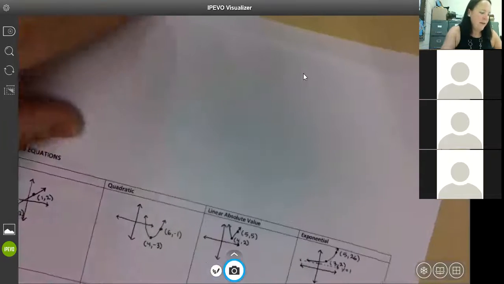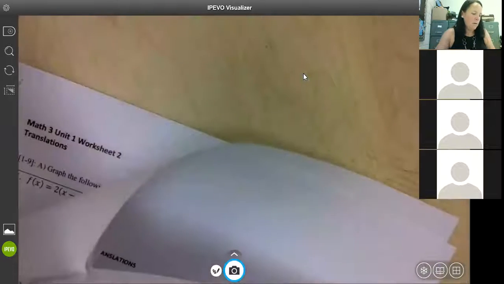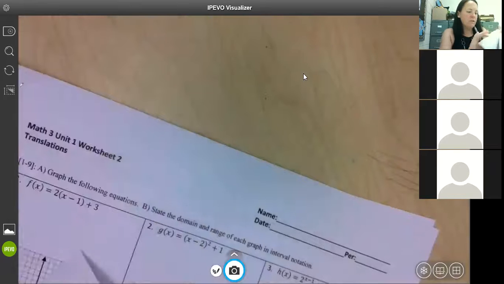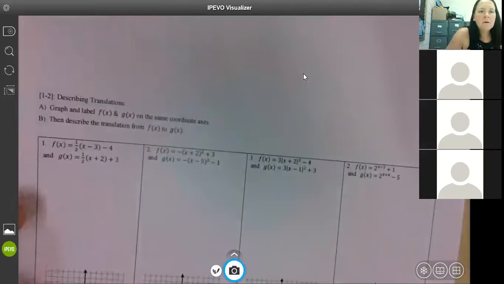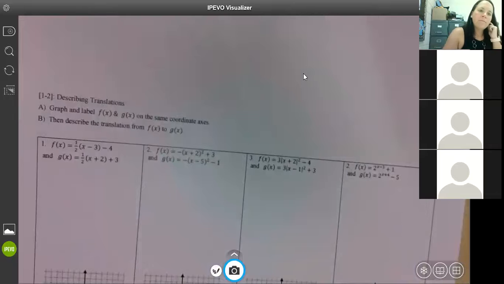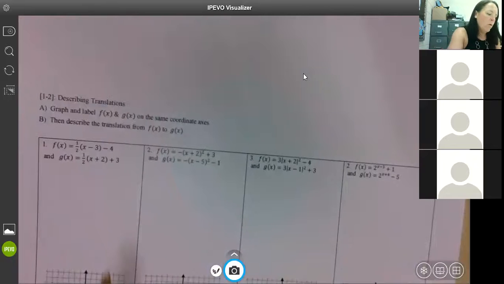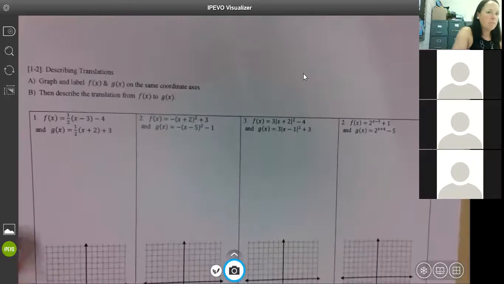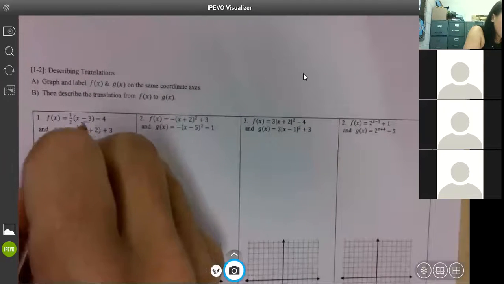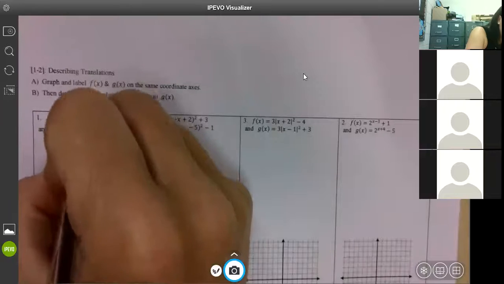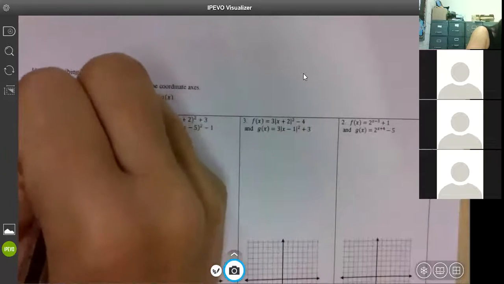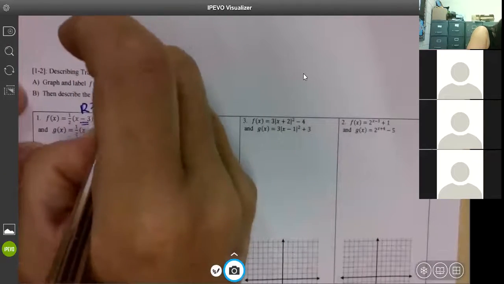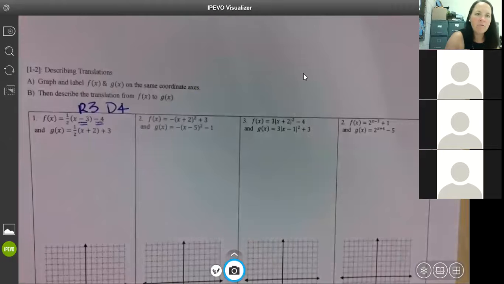Let's skip this page and go to the next one. This one's really quick because it's just describing translations. What would this one do? How would this one move? What's this? Right 3, down 4. You guys can write it like this, R3, D4. I'm happy with that. Don't stress yourself out.